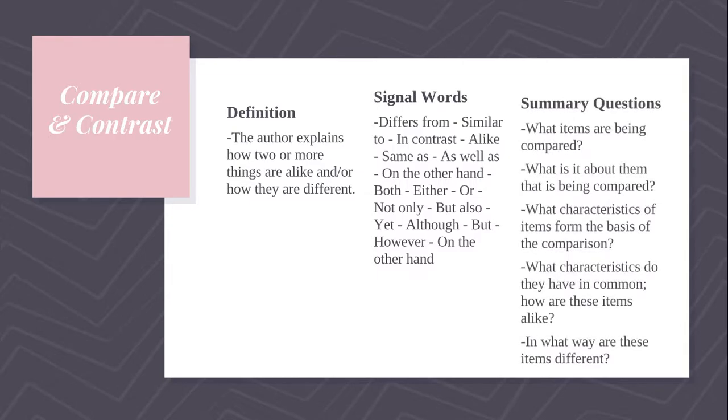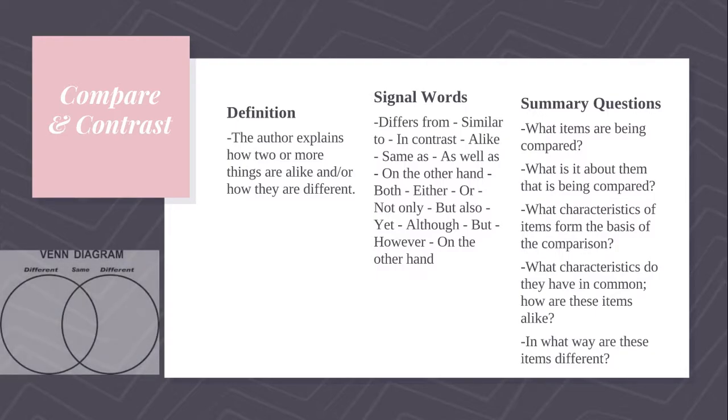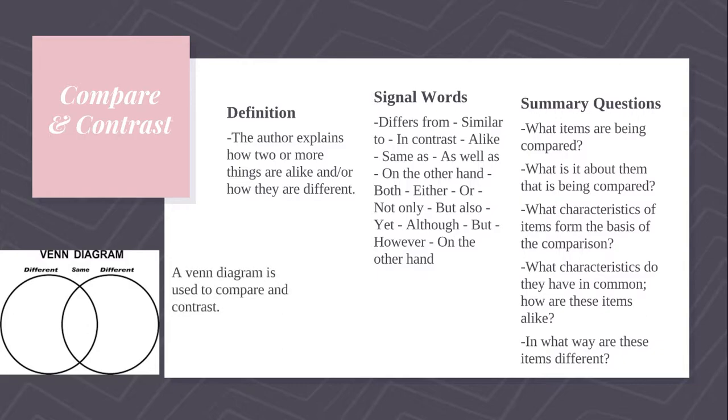Summary questions. What items are being compared? What is it about them that is being compared? What characteristics of these items form the basis of comparison? What characteristics do they have in common? How are these items alike? In what way are these items different? If you see any of these summary questions, then you'll know it's a compare and contrast. This is a Venn diagram. It's used to compare and contrast.